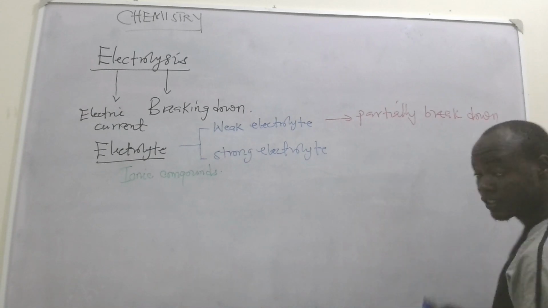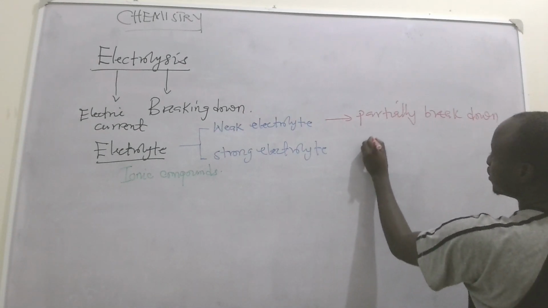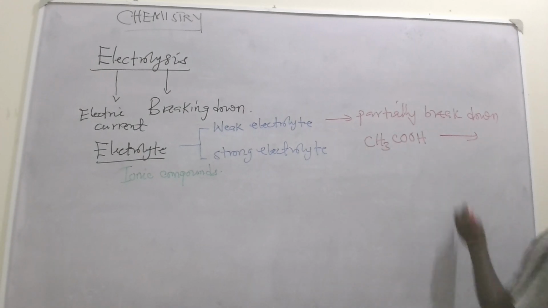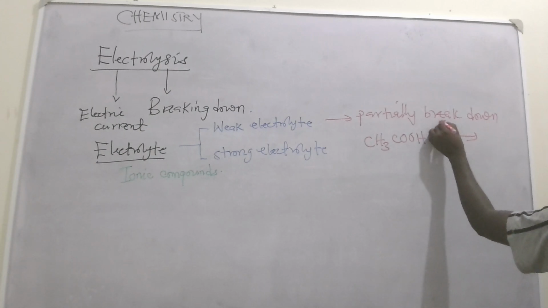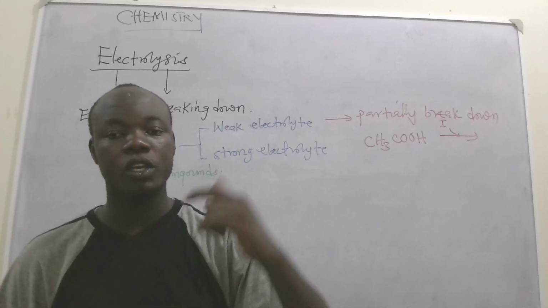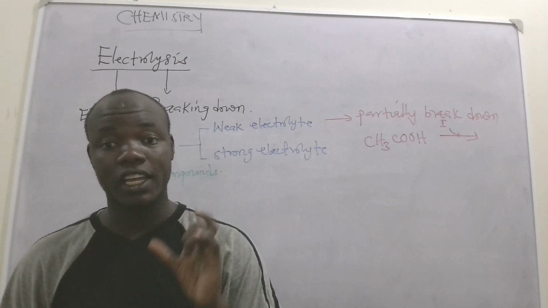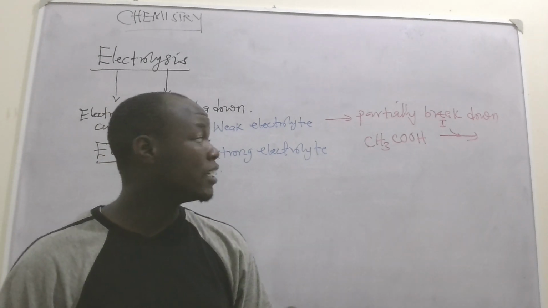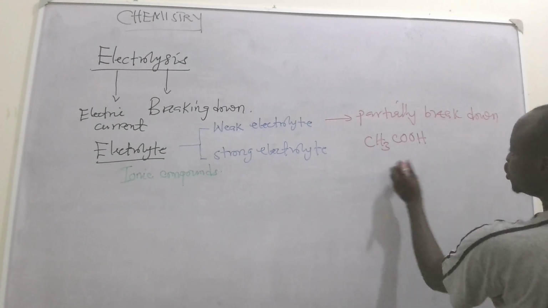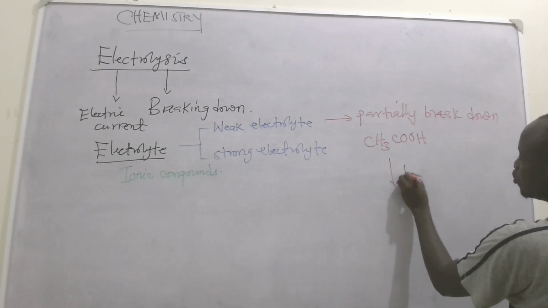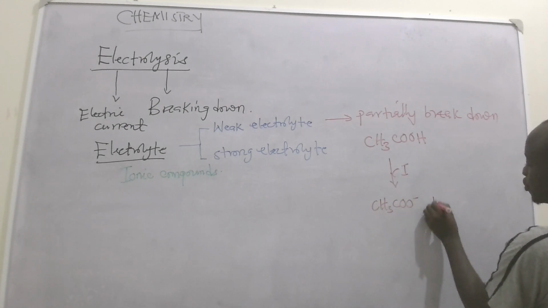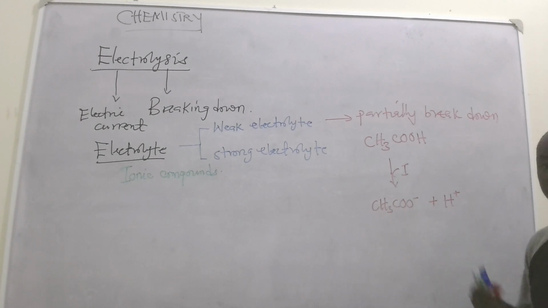An example of a weak electrolyte is CH3COOH. During electrolysis, when you apply an electric current, which is represented by I, a weak electrolyte just partially dissociates. In this case it is ethanoic acid, so it will just partially break down to produce free hydrogen ions like this.